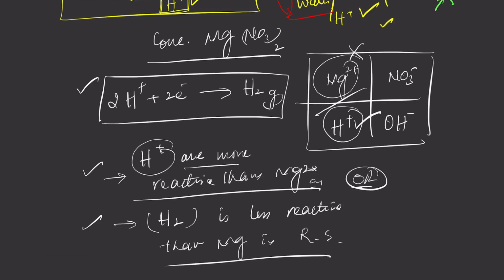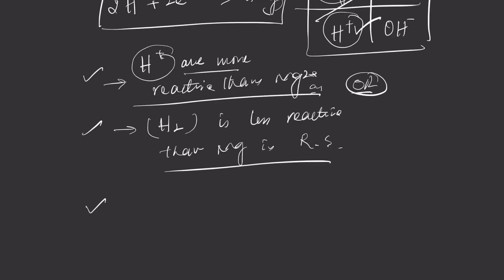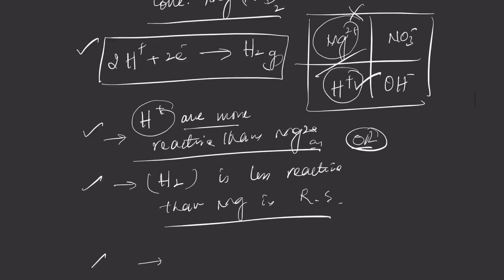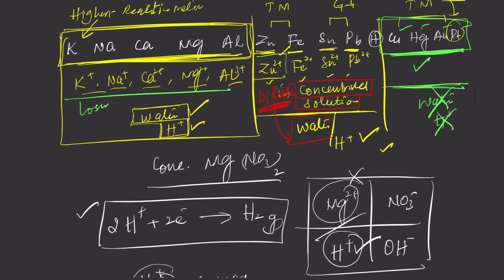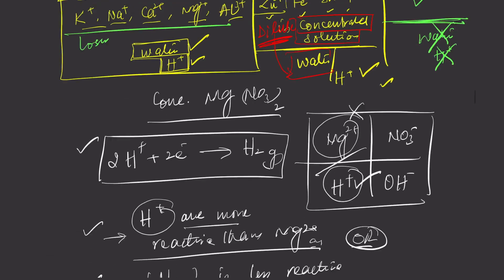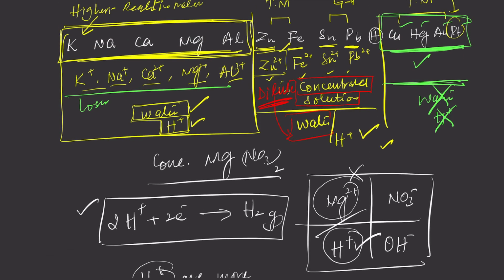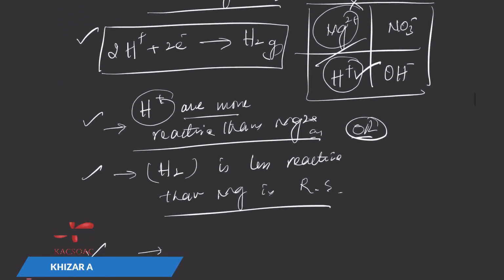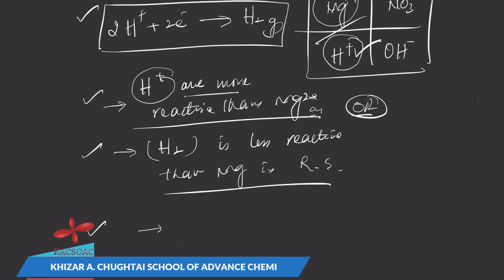And if you are going against the reactivity series, the otherwise reason will be the reason of concentration. Why do zinc, iron, tin and lead go instead of hydrogen? Even though they are more reactive than hydrogen in the reactivity series, they are still approaching the cathode. The reason is the high concentration of these metal ions.